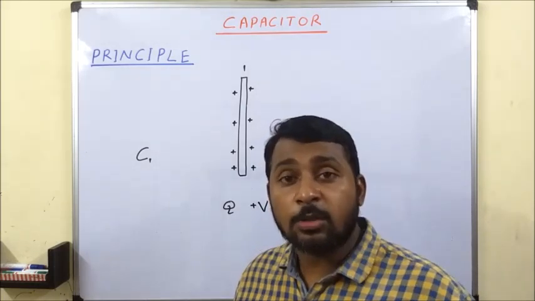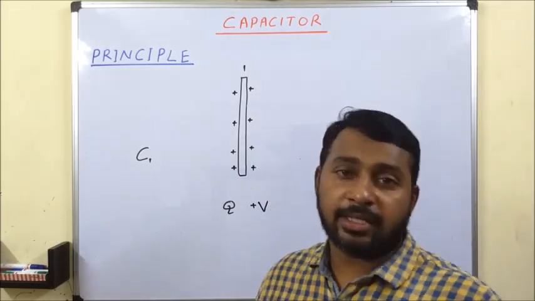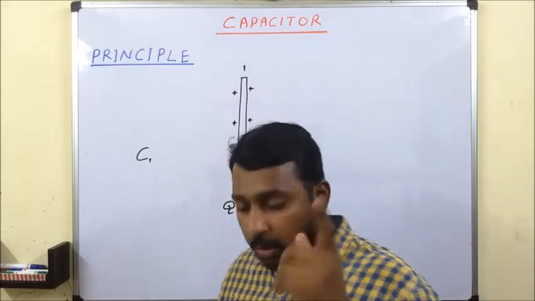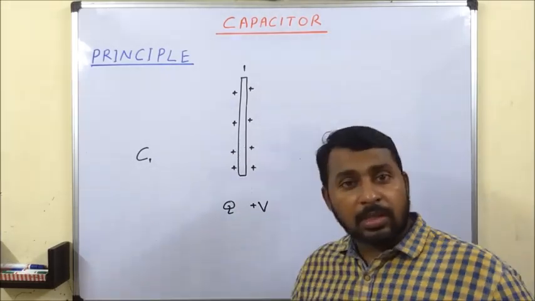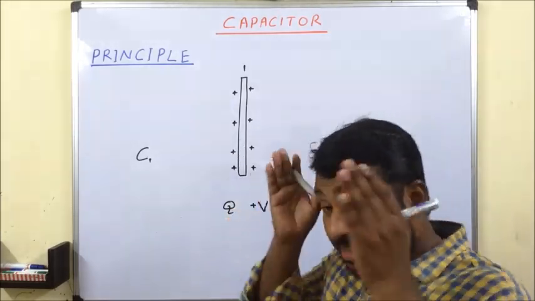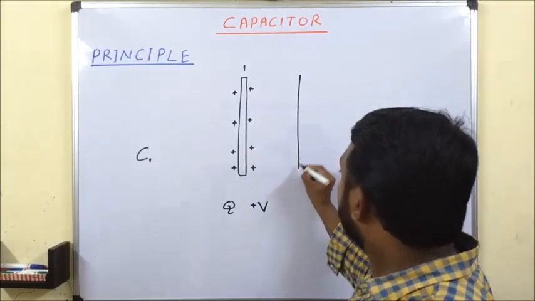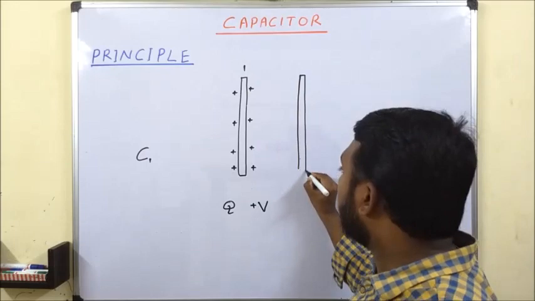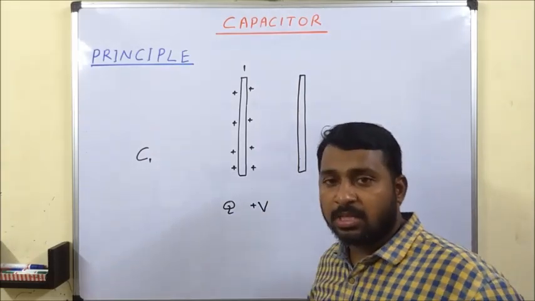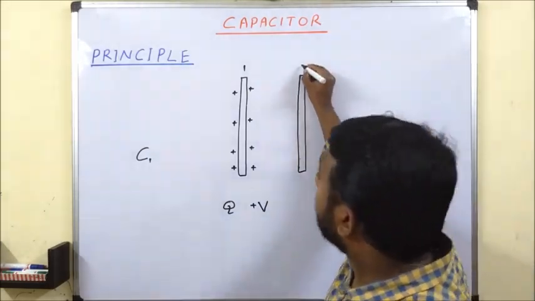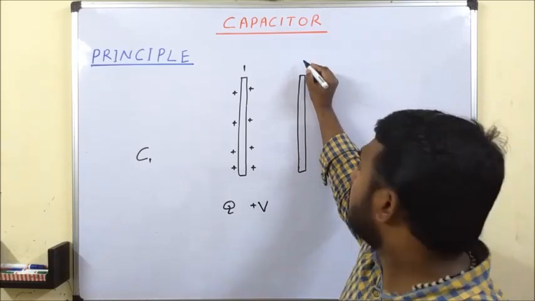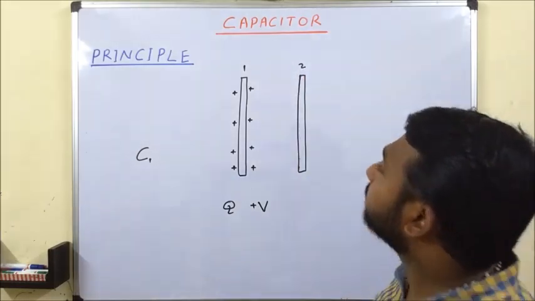Yes, the presence of another conductor. Yes, this is a possibility. So now let us bring one more conductor. Let's consider a similar one, exactly the same. We are bringing one more conductor of the same size and shape, but it is neutral, uncharged. Okay, I brought it and I placed it here.